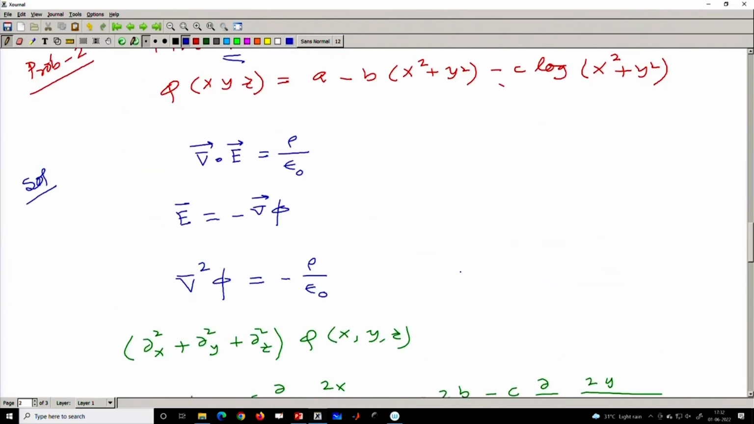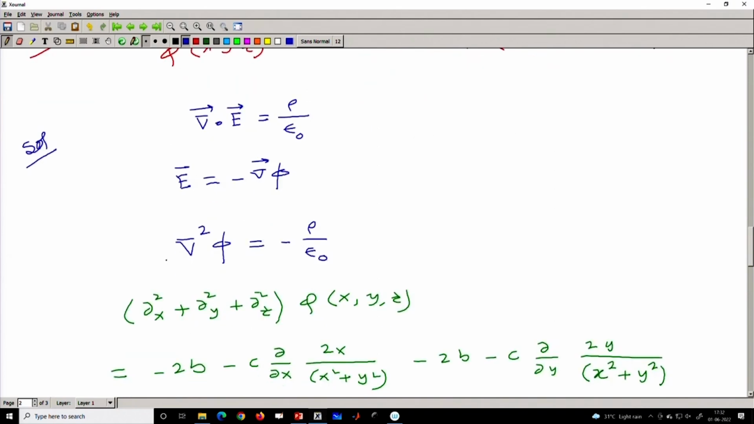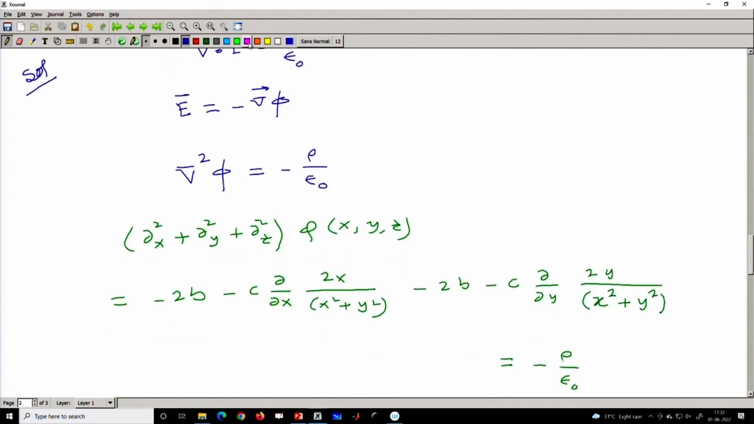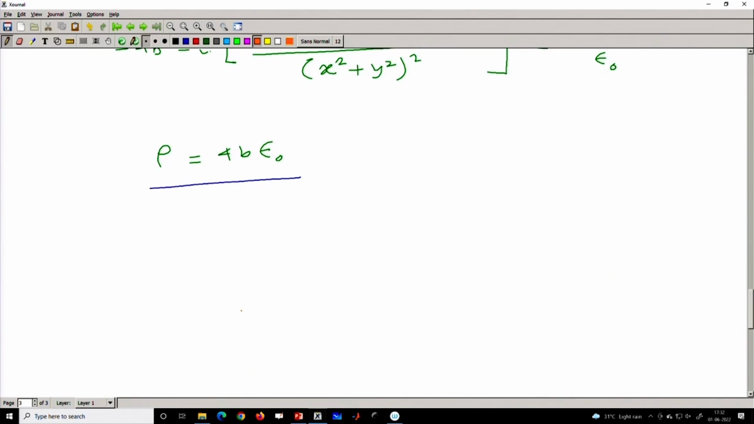So, what is the strategy of this problem? When you are asked to find rho by being given phi in explicit form, you just need to use the Laplacian equation. We use the Laplacian equation, find the left hand side, and that should be the value of rho. Okay. Then after that, maybe we will go to another problem, and the problem is again related to the charge density. So this is problem 3.